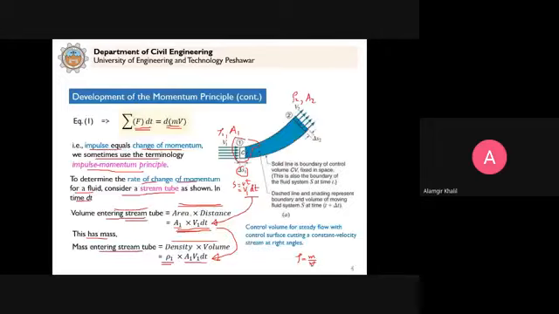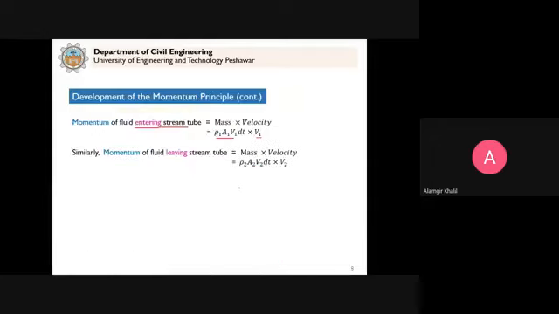If we proceed like this, volume entering the stream tube, then mass entering the stream tube, then momentum of fluid entering the stream tube for section 1, and if we proceed for section 2 in a similar fashion, what do we get? We get that the momentum of fluid leaving the stream tube is equal to mass into velocity, and it will be given by this expression.